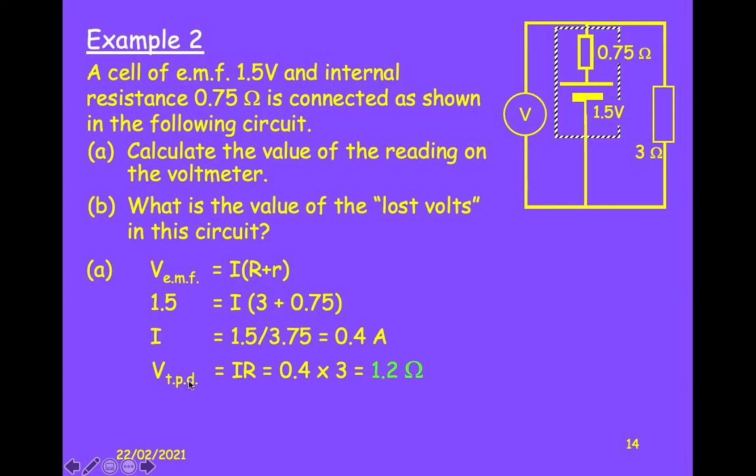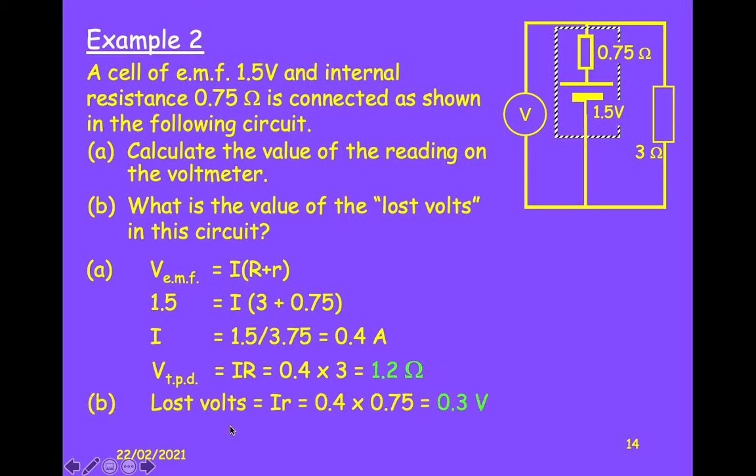We can then do V equals IR to work out the TPD. So I is now 0.4. Resistance is just the resistance here, so we're just using the external resistance. 0.4 times 3 gives us a TPD of 1.2 volts. That should not be an ohm sign. That should be a volt sign.